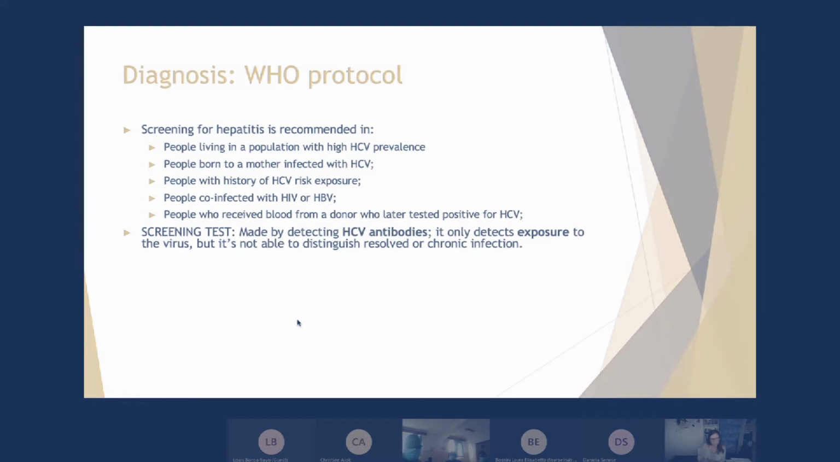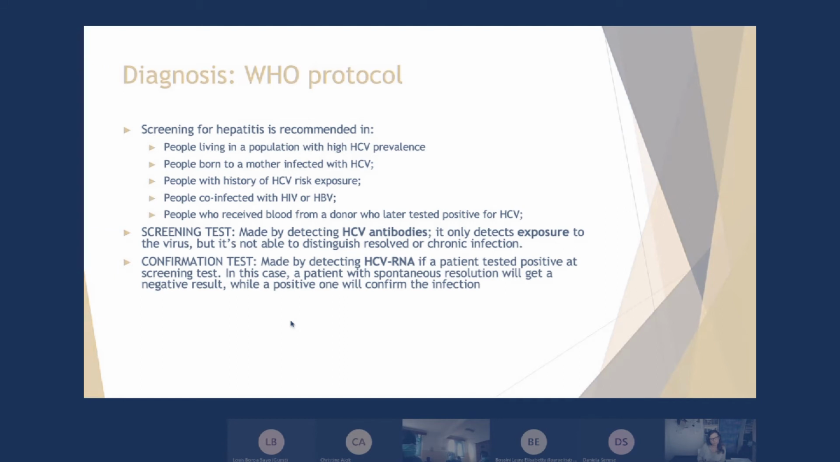Of course, we will detect HCV antibodies. This test will detect the possibility of exposure to the virus. So if someone has got HCV antibodies, it doesn't mean, of course, that he is HCV positive. We have to distinguish between an infection that is past and an infection that is chronic. We do that through the use of HCV RNA.